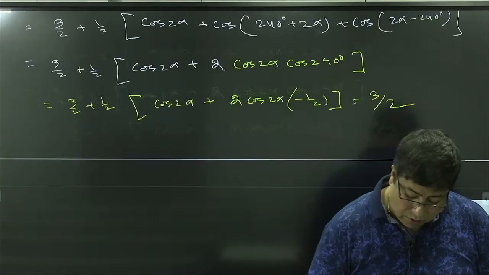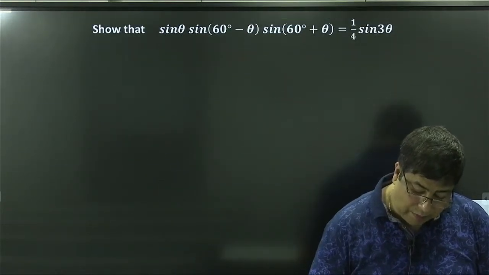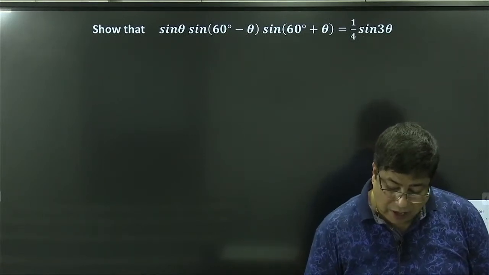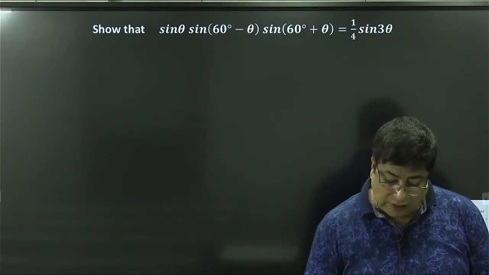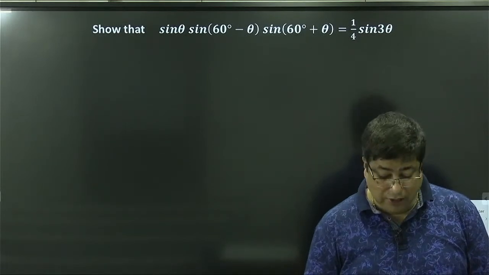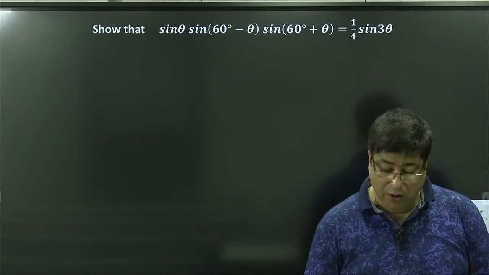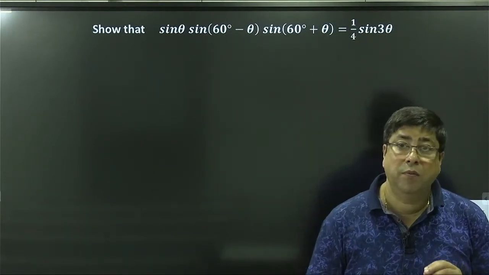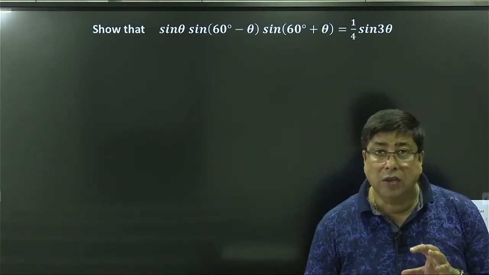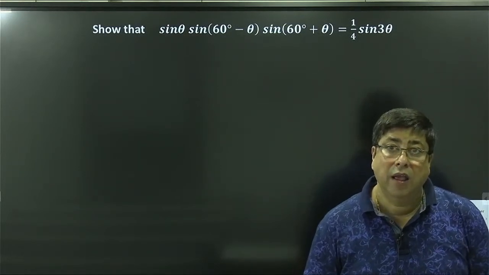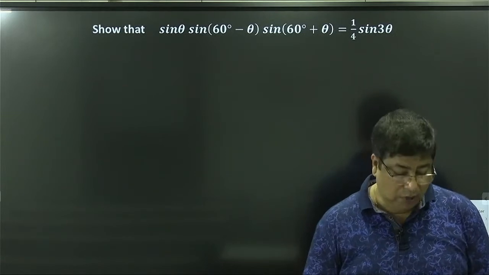Okay, so let's proceed. For example, prove that sin theta into sin of 60 degree plus theta into sin of 60 degree minus theta equals one quarter of sin 3 theta. This is an extremely important formula which you have to keep in mind, and I will show you how to apply it. We have to remember all these things, and how it comes, I am just showing you once.